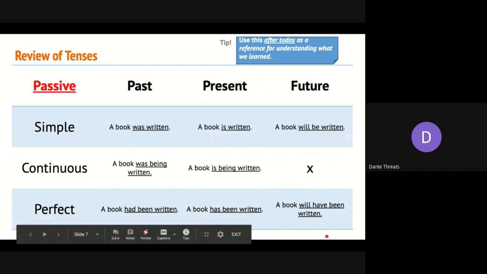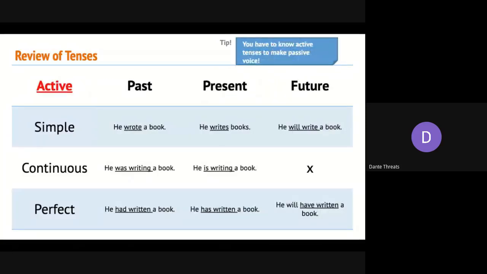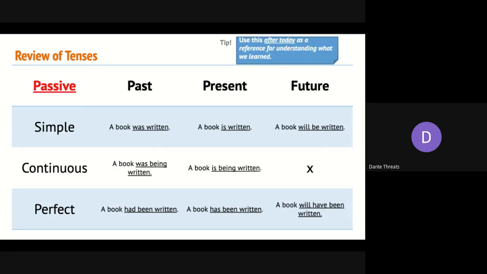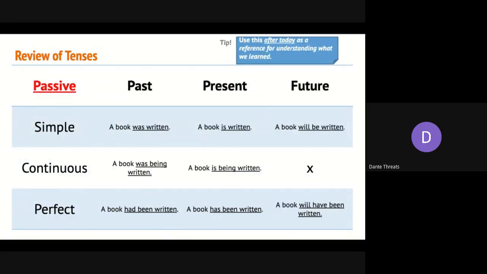If you want to write down this chart in your notebook, you are more than welcome to. You can always stop the video and record these, or take a screenshot for your reference. This will help you really put things together from active to passive. Okay, let's move on.